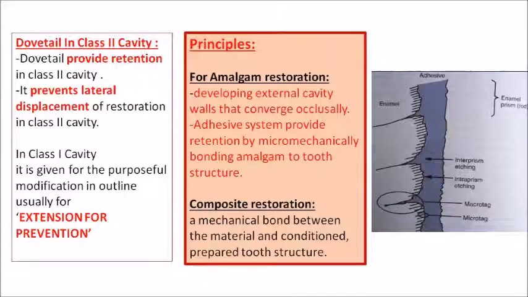Now the principles for amalgam restoration are developing external cavity walls that converge occlusally, and an adhesive system which provides retention by micromechanically bonding amalgam to the root structure. These two principles can be applied for amalgam restorations.